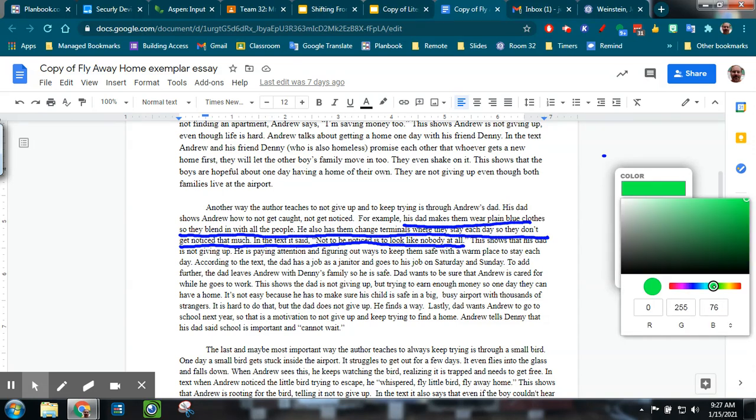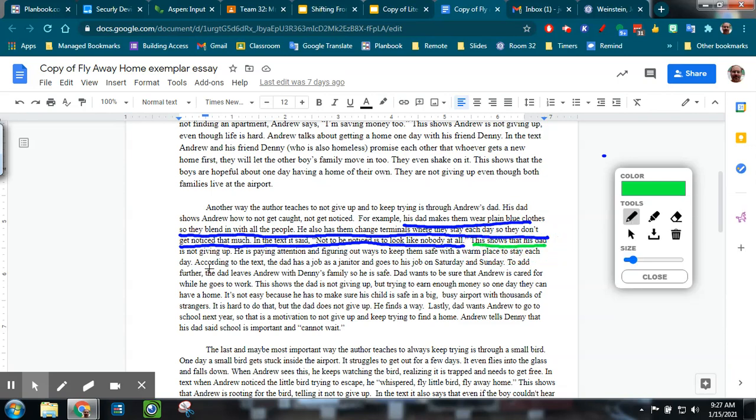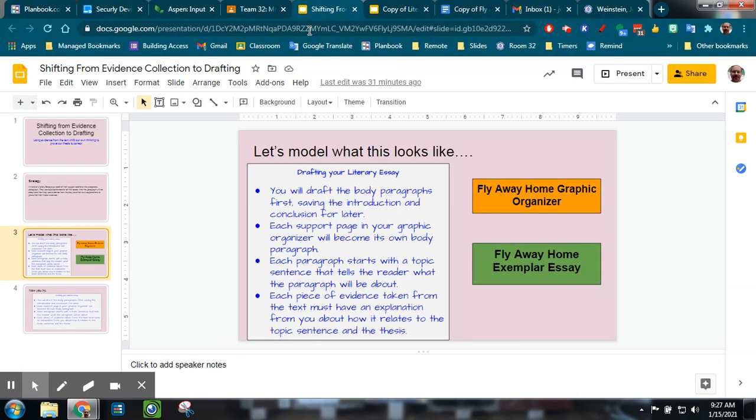Now I'm going to explain it. This shows that his dad is not giving up. He's paying attention and figuring out ways to keep them safe with a warm place to stay each day. And then I move into more evidence according to the text. And then I have more explanation. It's like a pattern: evidence, explanation, evidence, explanation, evidence, explanation.